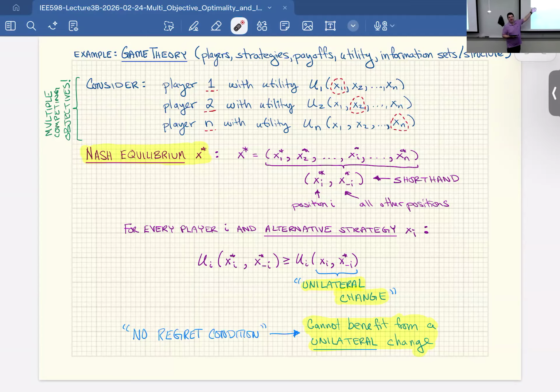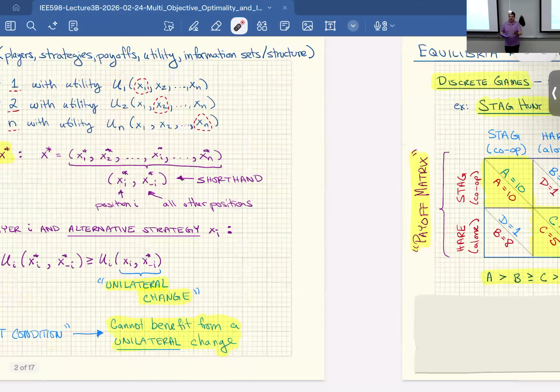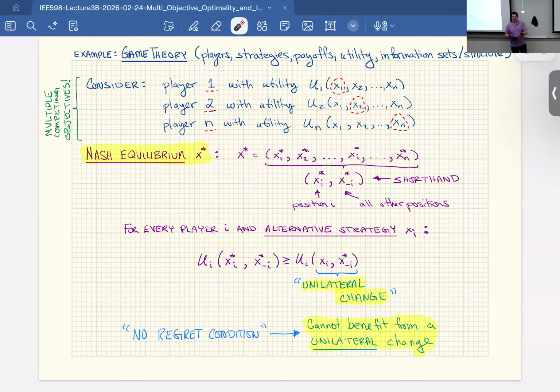And so if we have a way to solve for Nash equilibria in a wide variety of systems, we have a way to describe some of these decentralized systems that we build in engineering contexts. Okay, so I'll pause there. Any questions on any of that?